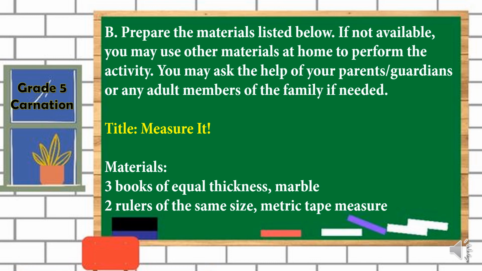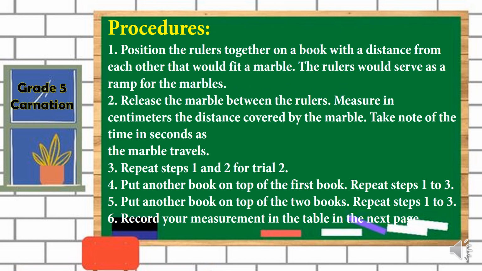And the materials, we have 3 books of equal thickness, marble, 2 rulers of the same size, metric, and tape measure. And here are the procedures. Number 1, position the rulers together on a book with a distance from each other that would fit a marble. The rulers would serve as a ramp for the marbles.